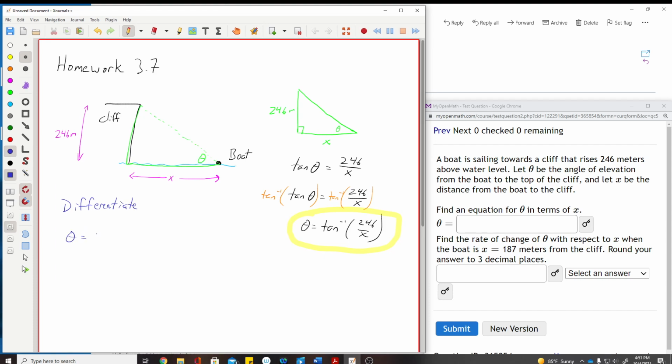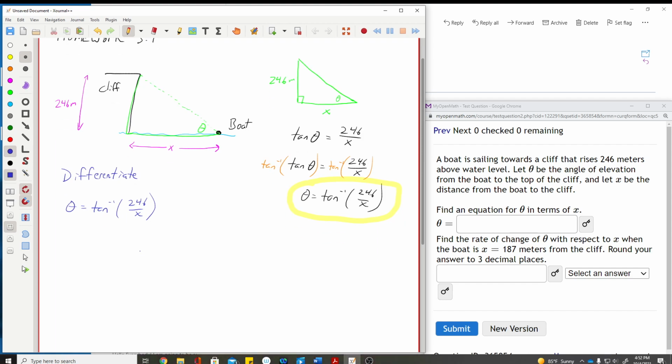So I'm going to differentiate theta equals inverse tangent of 246 over x. Okay, and I'm going to be a little bit careful about this. One of the things that is very important to note is that tangent inverse of x is not 1 over tangent x, even though if I wrote something like tangent squared x, that is indeed tangent of x squared. But when we write a -1, it's not tangent of x to the -1. That's just how our notation goes. It's inconsistent, it's bad, but that's what we have to deal with.